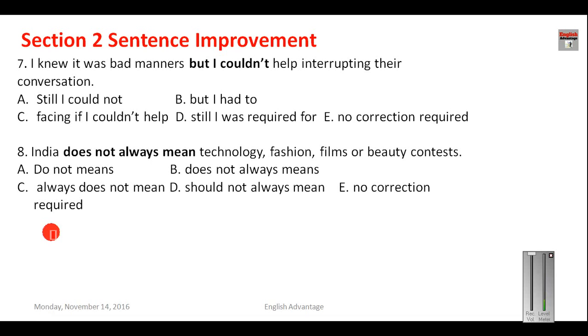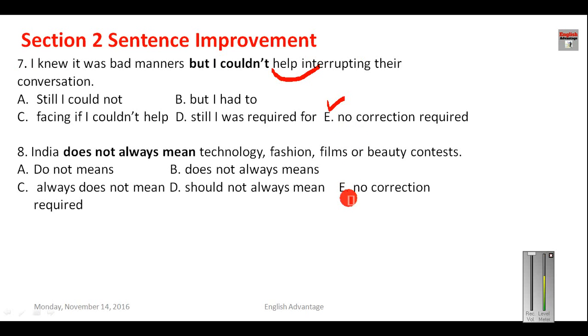This is sentence improvement. Another question, question number 7 and question number 8. I knew it was bad manners, but I couldn't help interrupting their conversation. In this sentence, you must be knowing this phrase, cannot help or could not help in the past tense. Cannot help and could not help are always followed by the ing form of the verb, and this is correctly followed by the ing form of the verb here. So this sentence doesn't require any correction, so your answer will be E.